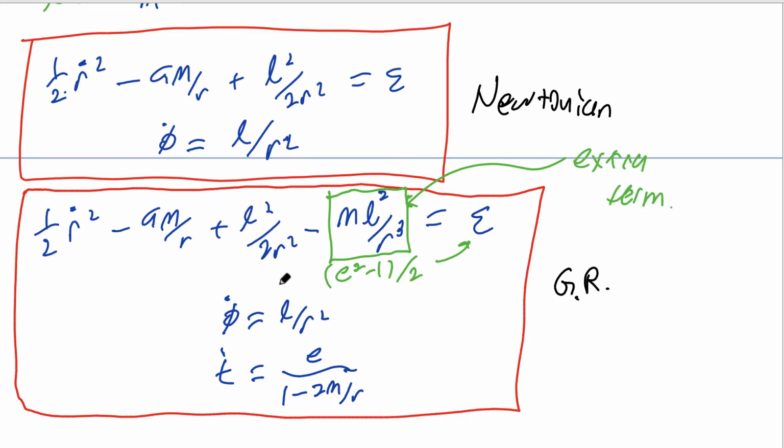But we should also keep in mind that there are other differences between this equation and this equation. In particular, the dot here denotes derivative with respect to proper time, whereas the dot here is differentiation with respect to Newtonian time t. The other difference is the r here is an areal radius. It does not measure proper radial distance, whereas in the Newtonian gravity, r is both an areal radius as well as a proper radial distance.